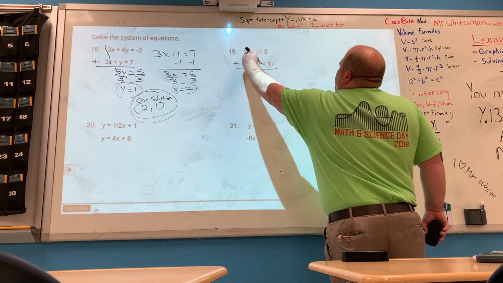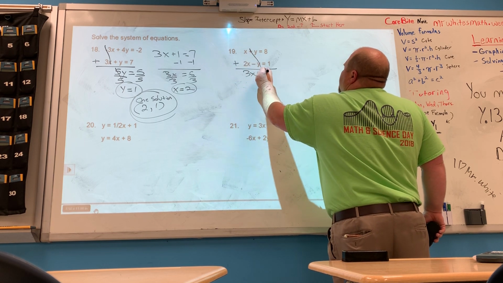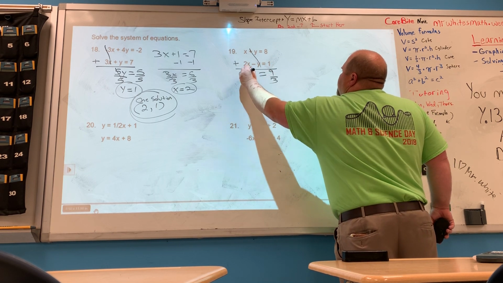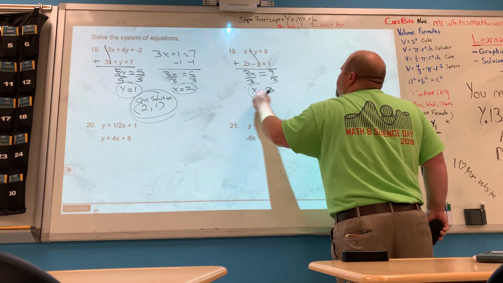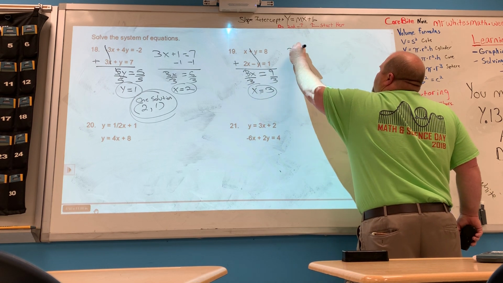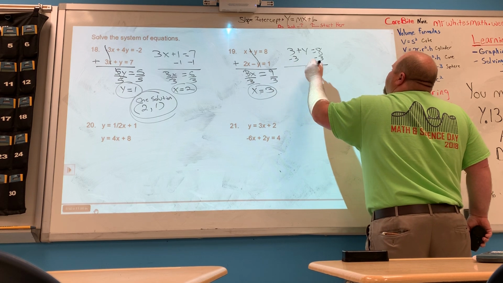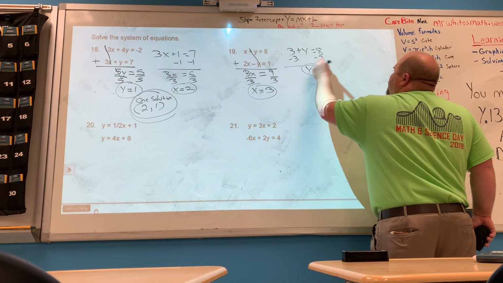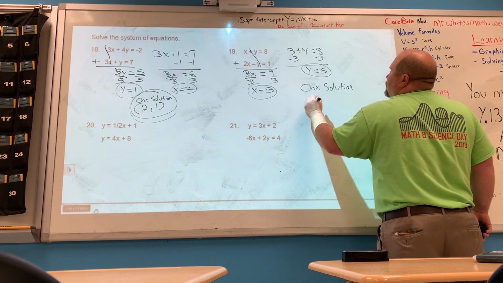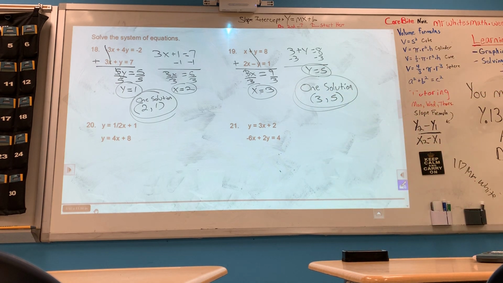Problem 19, the x's don't cancel. They actually make 3x, but a positive y and a negative y do cancel. 8 plus 1 more makes 9. We're going to divide both sides by 3. x equals 3. And we're going to take that information and plug it back in. I'm going to use the first equation, so that's 3 plus y equals 8, minus 3, y equals 5. And then our final answer is one solution, 3, 5, and we have that answer.